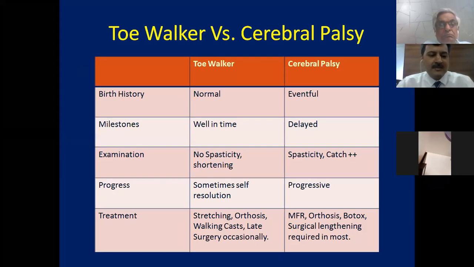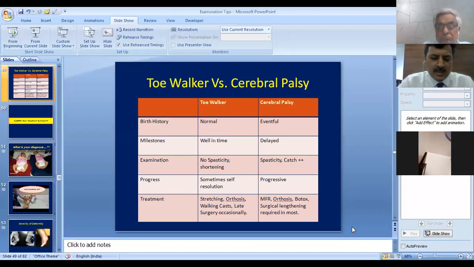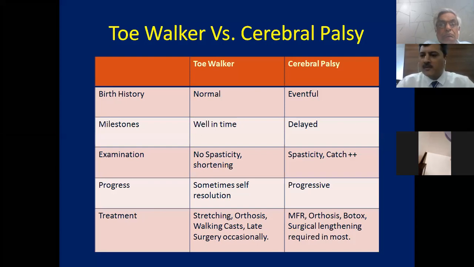So if I just make a table of how we differentiate. This is a simple table: birth history would be normal for toe walkers and eventful in CP. The milestones of toe walkers are usually well in time. In cerebral palsy there might be delay in milestones. As I mentioned, in toe walkers there is no spasticity or catch on dorsiflexion, while in cerebral palsy we find that catch. And toe walkers sometimes resolve by themselves, right? In cerebral palsy, these are progressive deformities with increase in height.